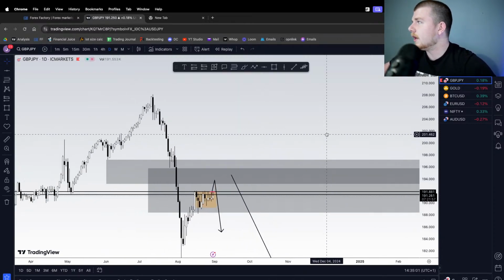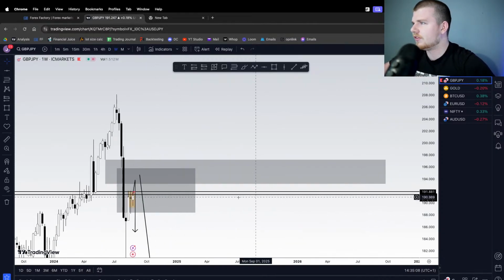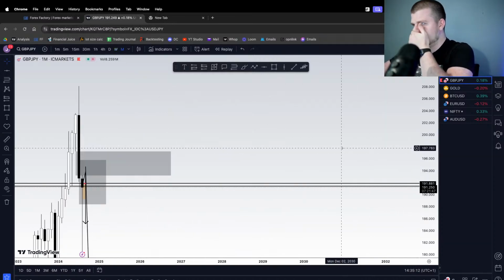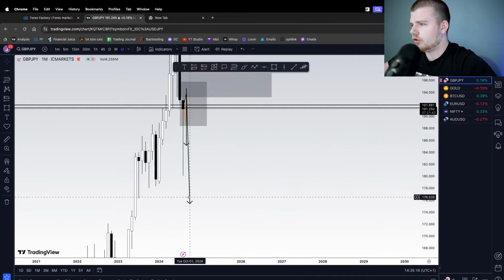What we're doing is starting off on the daily time frame. We don't really need to look at the weekly. It's the last day of the week. What we can do is go to the monthly though. I just want to show you. There is a bearish fair value gap here. If I just get rid of these drawings.